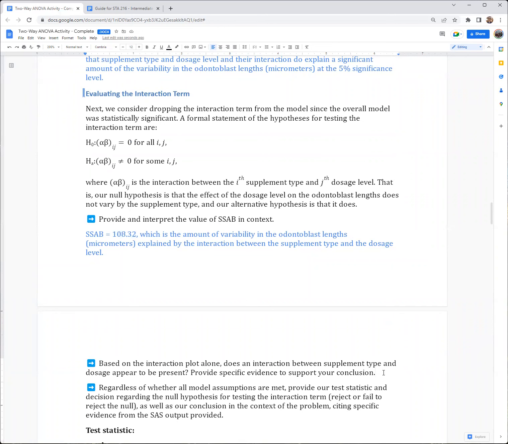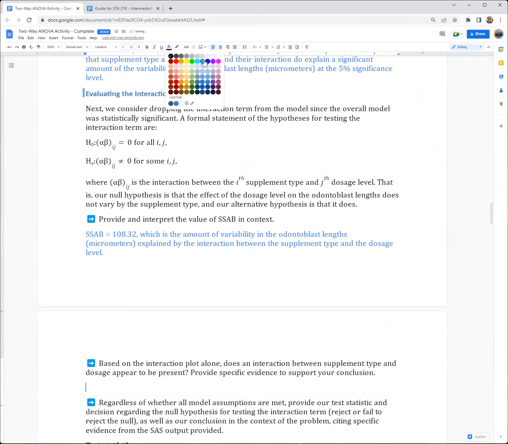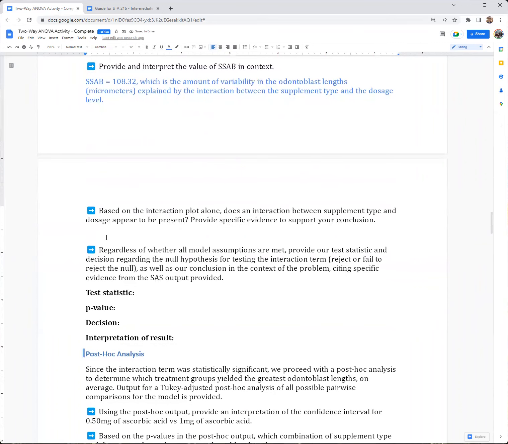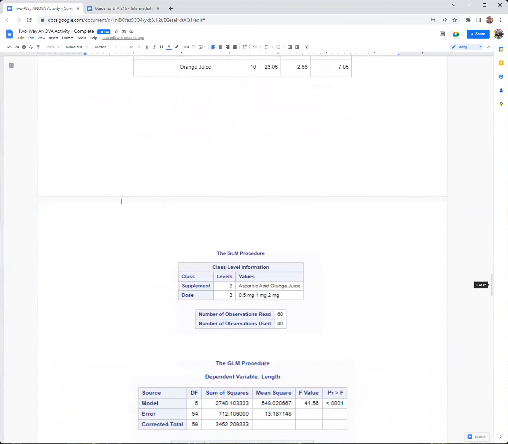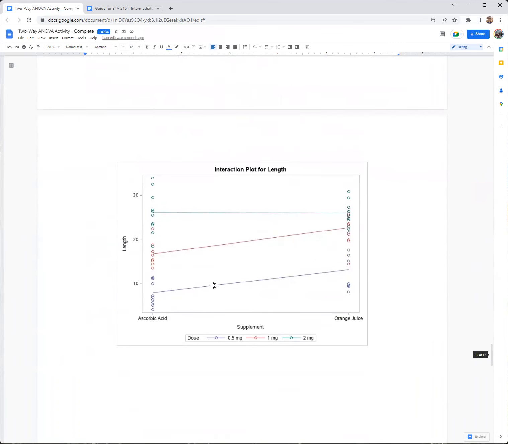So often it's best practice to look at a graphical display to explore if an interaction appears to be present or not. And we can do that by looking at what's called a means plot. If we scroll all the way down here, SAS labels it an interaction plot. Their software calls this a means plot sometimes. So the points on here are the odontoblast lengths for a single guinea pig. So like one green circle is one guinea pig.